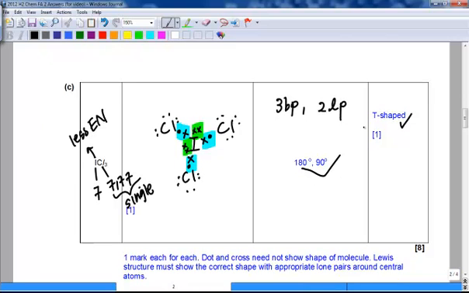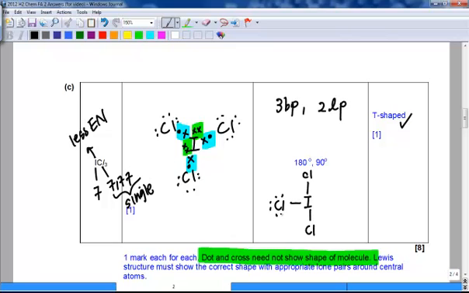Just as a recap, finally for dot and cross, you notice that I do not need to show the shape of the molecule. Some people are misled by how they draw the diagram. It looks like a trigonal planar, but of course, because this is a dot and cross, we need not show the shape. But if you draw a Lewis diagram, then it will actually be a T shape.